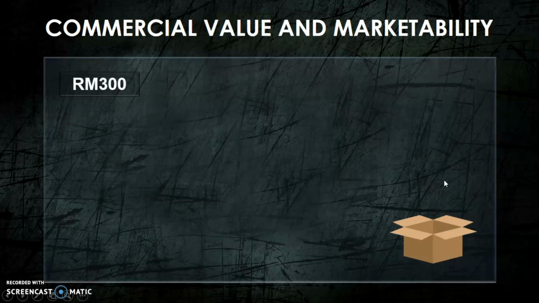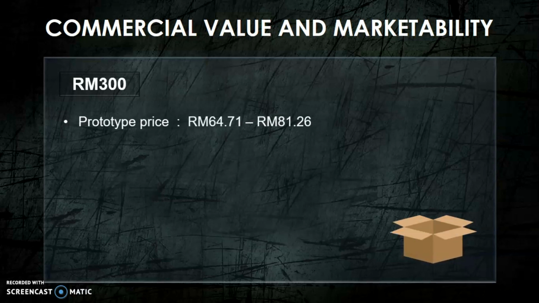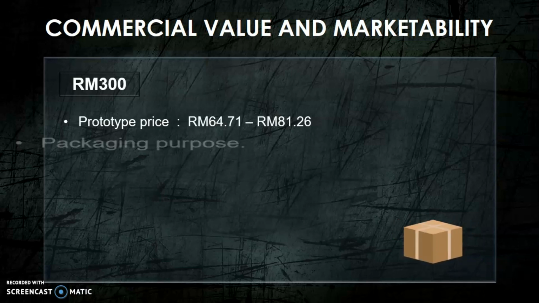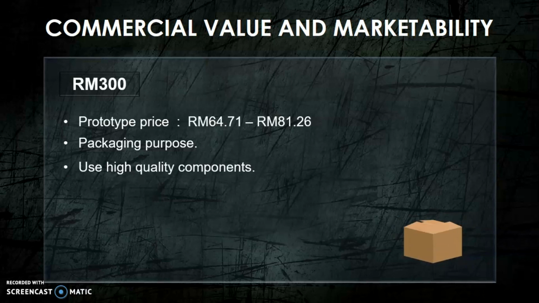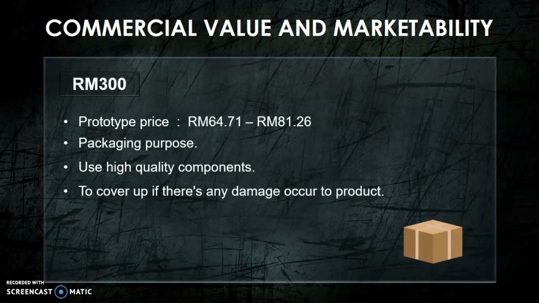As you can see, the commercial value that I put here for the product is 300 ringgit, but the prototype price only ranged from 64 ringgit and 71 cents to 81 ringgit and 26 cents. The value is placed for excellent packaging purposes. Since the project is just a prototype, high quality components must be used for the commercial one. And lastly, it is to cover the damage that might occur in the process of making the product.